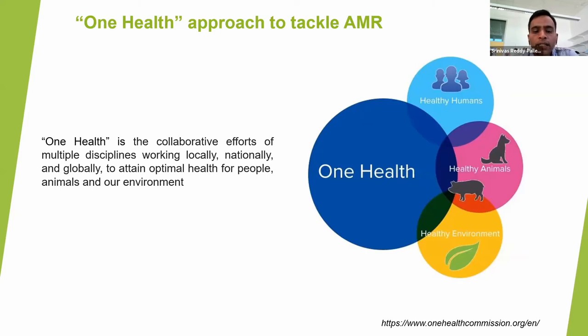Without One Health, it is difficult to prevent AMR, because if you just treat the patients in hospital and don't know the source from where it is coming, or how it is coming, we keep on treating patients, the hospitals will be full, but we don't know how to tackle it. So it is very important to use the One Health approach in future to prevent AMR.